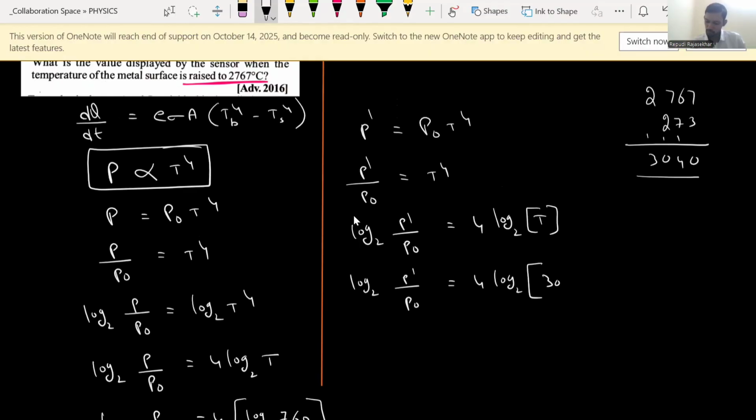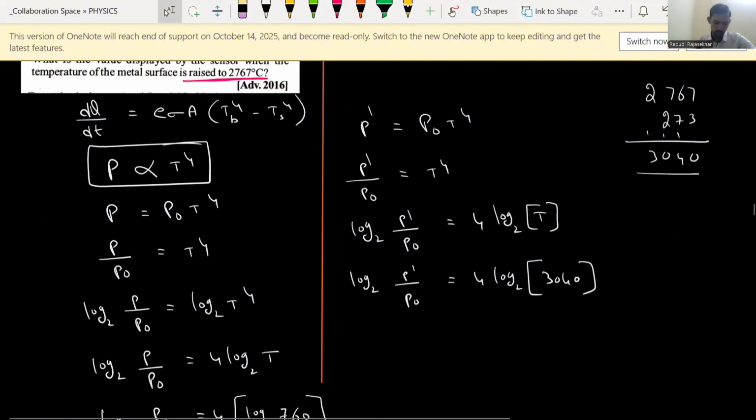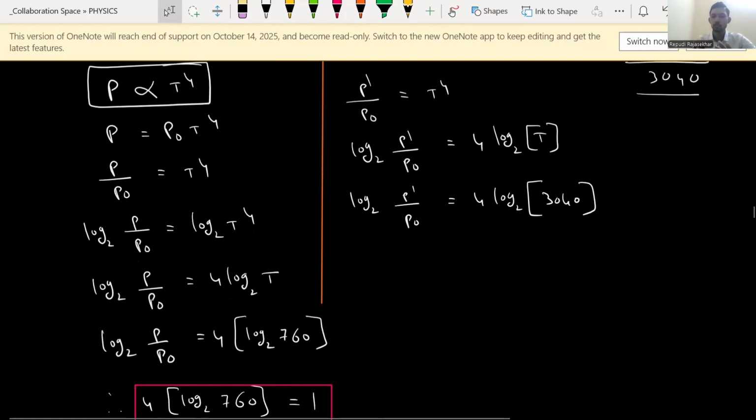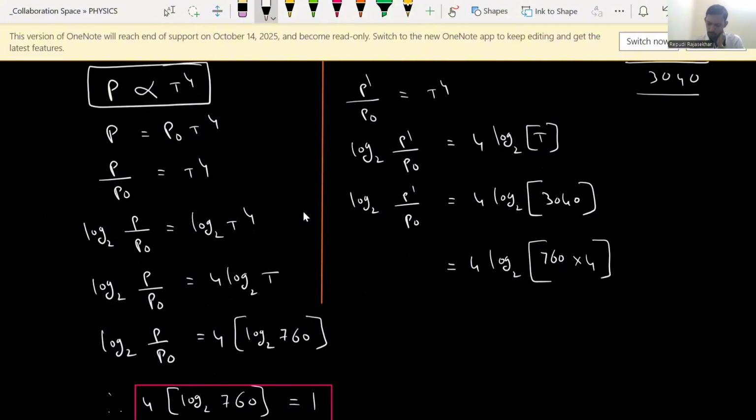The P value is 3040. This is the reading, but we need to convert it into known terms. So what are the known terms? Here 760 is there. Better to get it in 760 form, so the question becomes easy. Rewrite everything as 4 log base 2 of 3040 by 760. How many times? 4 times, 760 into 4.